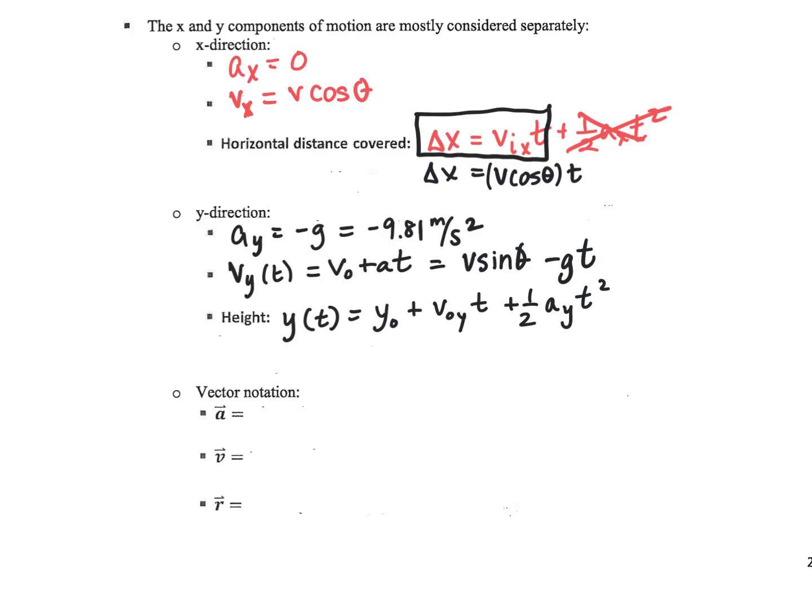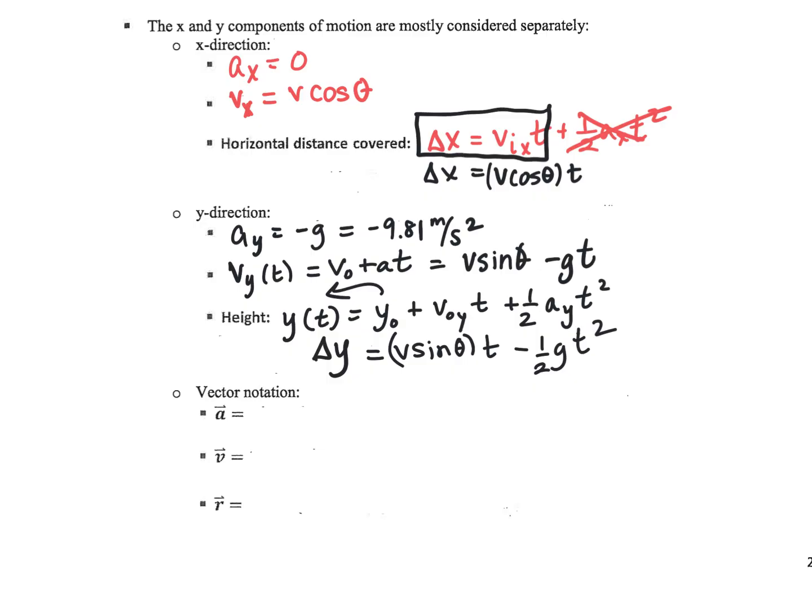What's y initial? Well, whatever y initial is, right? What is v initial in the y direction? So basically you can say delta y, because we can move this over and call it delta y. This is going to be v sine theta times t, minus, really minus, right? Because what's a? 1/2 g t squared. Okay.